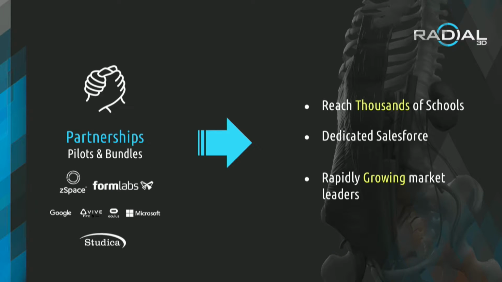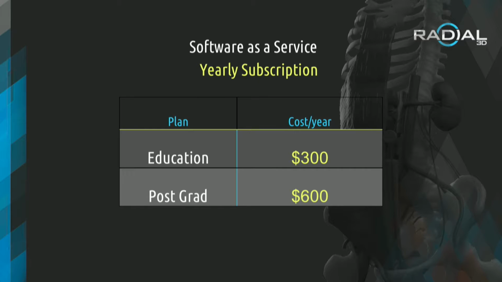What we really want to do is partner with these rapidly growing hardware companies and offer content for the hardware. We'd love to speak to anyone here who's willing to open up to a partnership. We want to reach as many medical students as possible, as quick as possible. We're offering a software as a service subscription. We're going for a yearly rate, which breaks down to about 25 to 50 dollars a month. We're going for the yearly rate because colleges work on an annual budget.